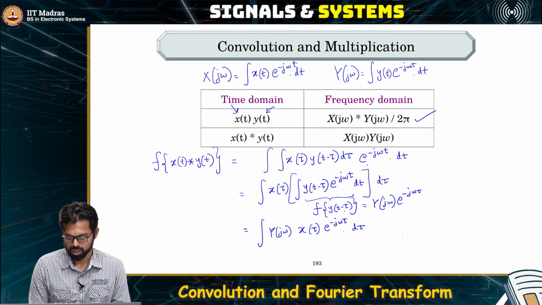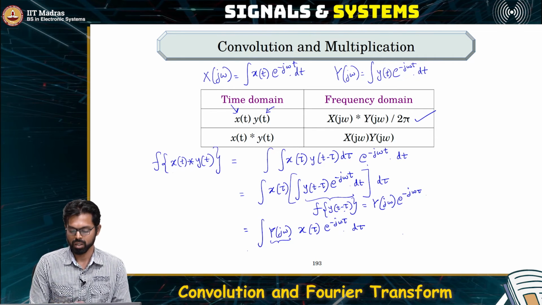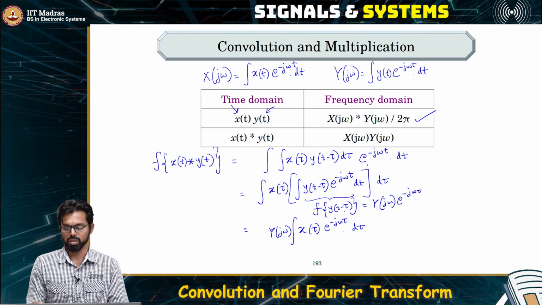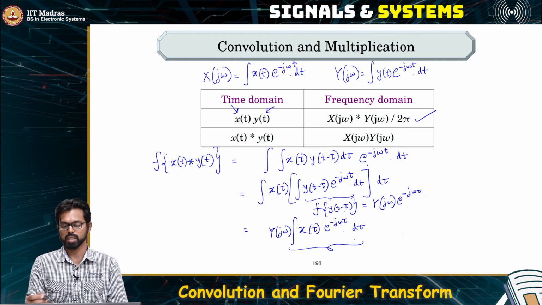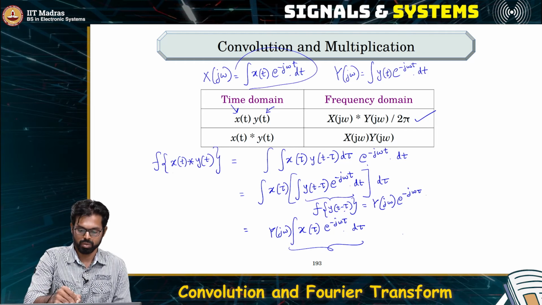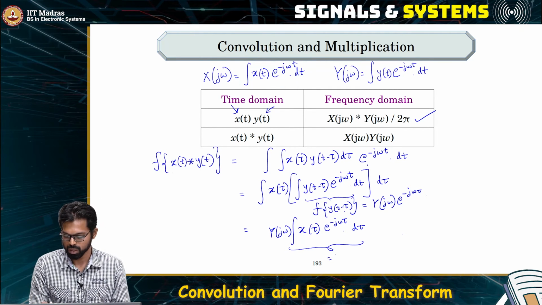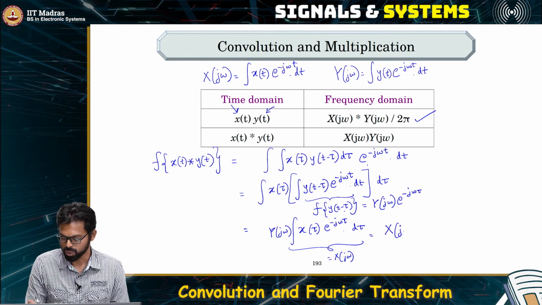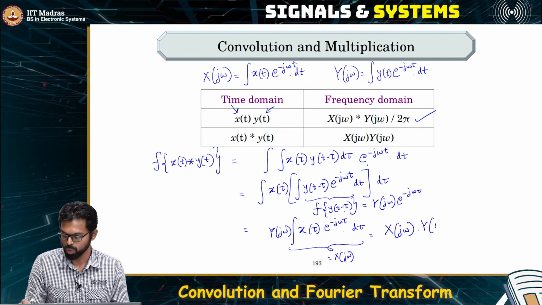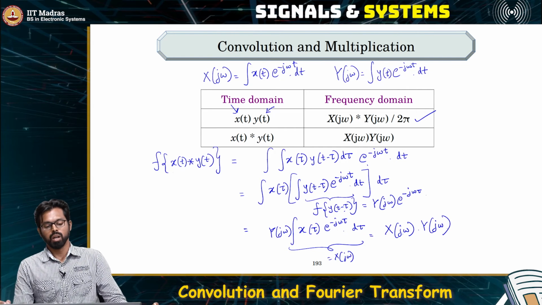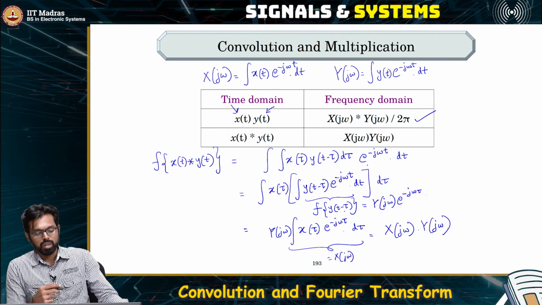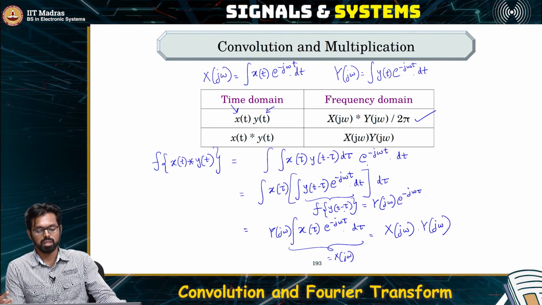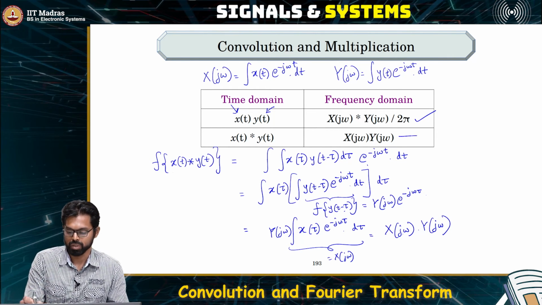Now the variable of integration is tau, and Y of j omega is completely independent of tau, so we can just bring that outside. So this is all we have. But what is this? This is exactly in the form of the Fourier transform of x. So this is nothing but X of j omega. So we have this to be equal to X of j omega times Y of j omega. So this is quite interesting. What this says is the convolution of two time domain signals results in the multiplication of their spectra.